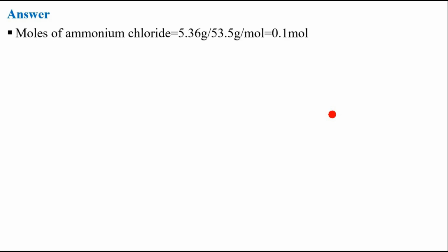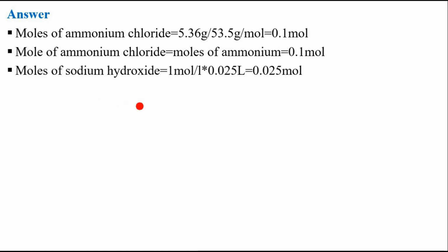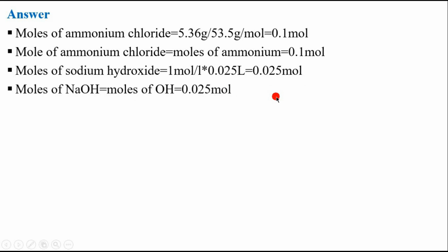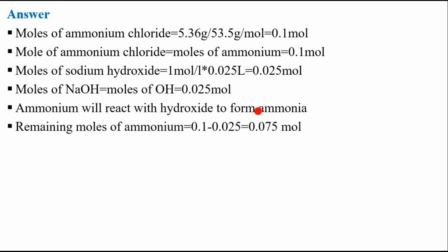HCl. Here we have the moles of ammonium chloride, so we take the mass divided by the molar mass. The moles of ammonium chloride are equal to the moles of ammonium, so that means we have 0.1 mole. We determine also the mole of sodium hydroxide, which will be equal to the mole of hydroxide, right? Then you can determine that the ammonium will react with hydroxide to form the ammonia, because that is the buffer system that will have ammonium and ammonia.